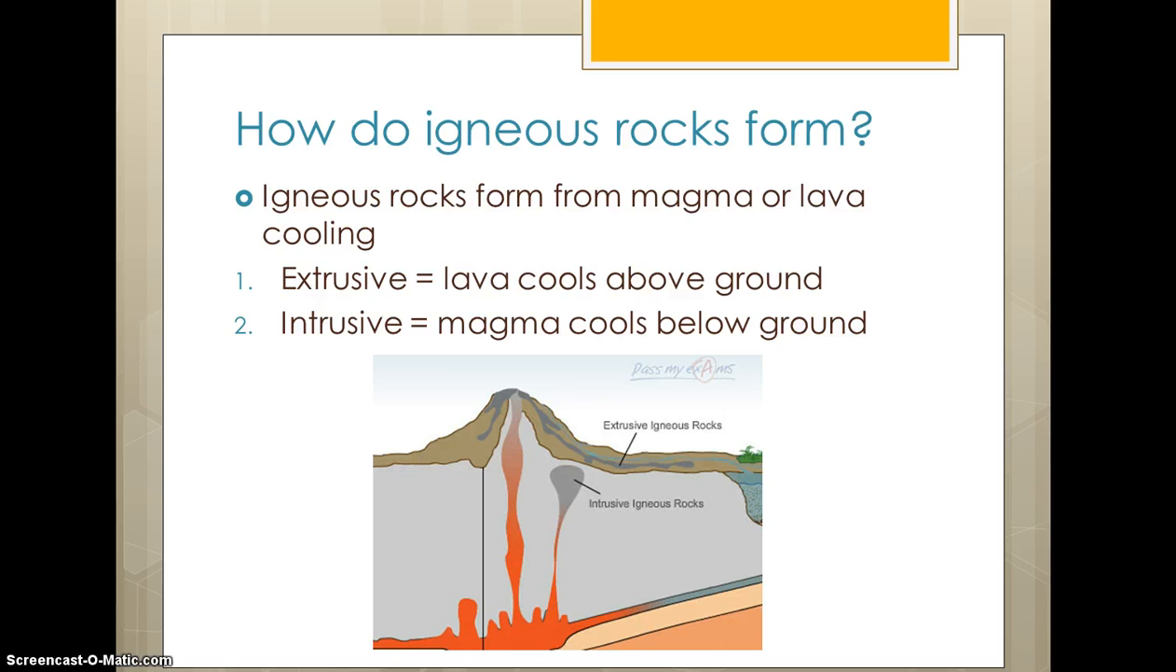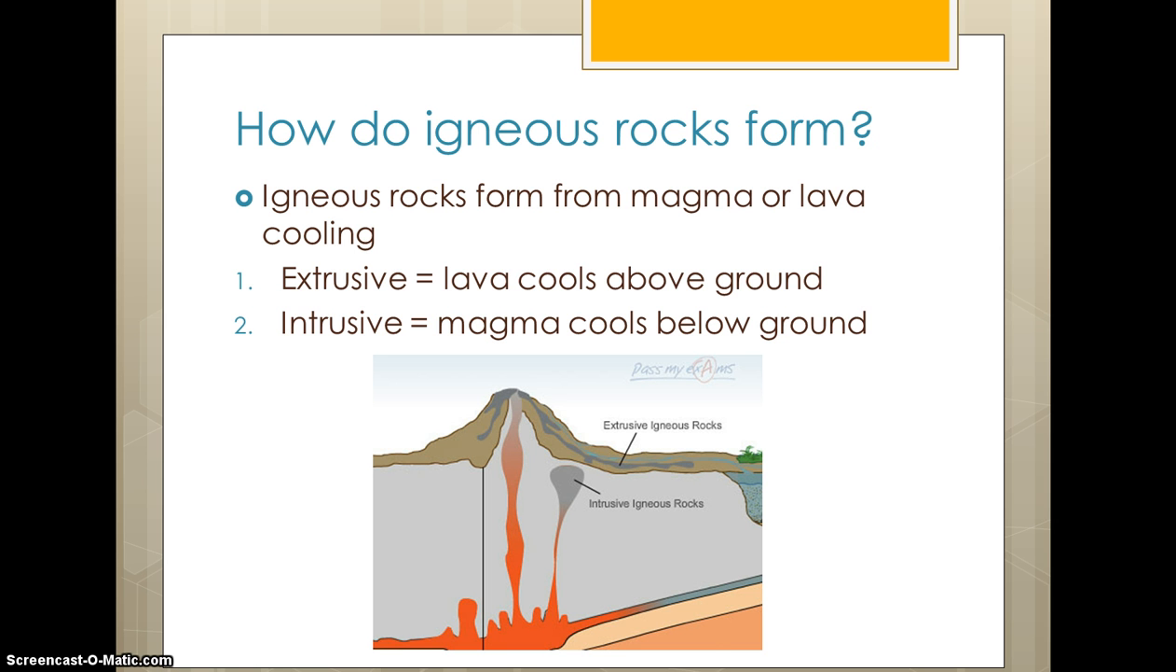Okay, so the big question, how do igneous rocks form? Simple answer, they are formed from magma or lava that cools. Now, depending on where they're located, you're going to get some different cooling rates, which we're going to talk about in a second. So we have two categories that those igneous rocks can fall into. They can either be extrusive, which means that they're above ground, or you can have intrusive, which means they're below ground.